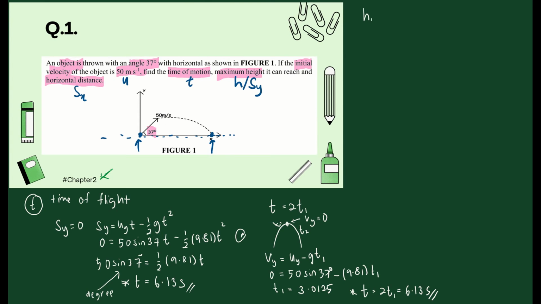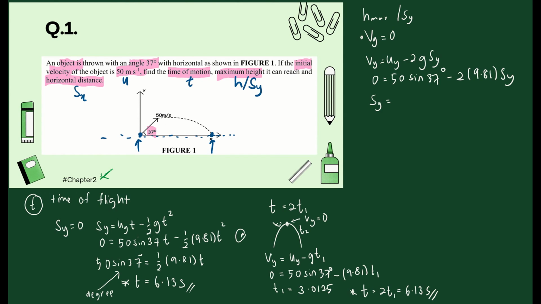Next, to find the maximum height, the symbol is SY. Again, we apply the information that at maximum height our Vy is equal to 0. Then we apply the equation Vy squared = Uy squared minus 2 G SY. So 0 = (50 sine 37 degrees) squared minus 2 times 9.81 SY. Then you will have your SY equal to 1.53 meters. So this is for maximum height.